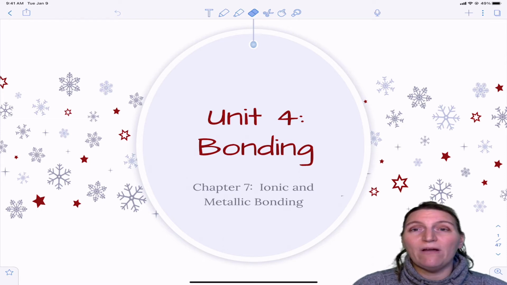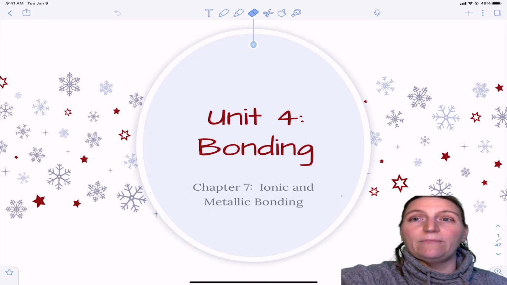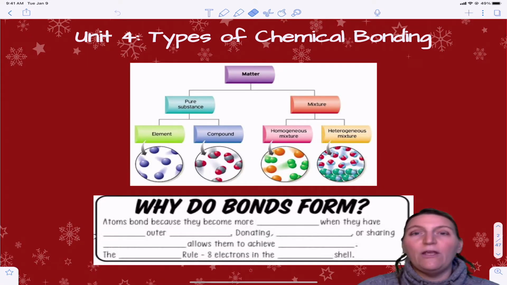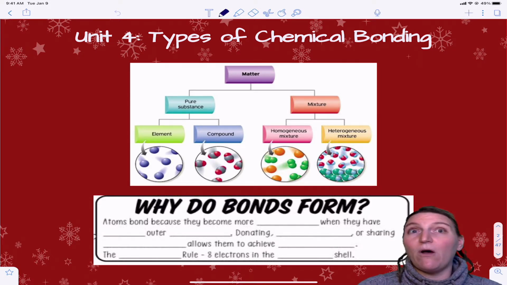Hi, so we are moving on to our Unit 4, which is all on bonding, and there will be two chapters in Unit 4. In Chapter 7, we talk about ionic and metallic bonding, and Chapter 8 is devoted to covalent bonding. So this graphic is from the beginning of the year, and I am bringing it back so that we understand where we've been and where we're going.